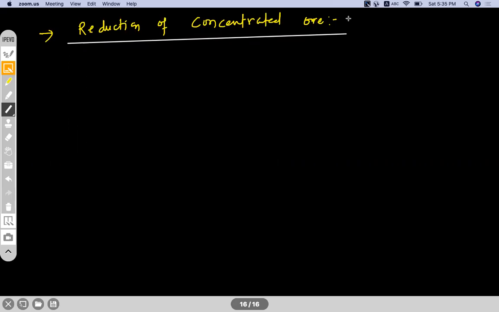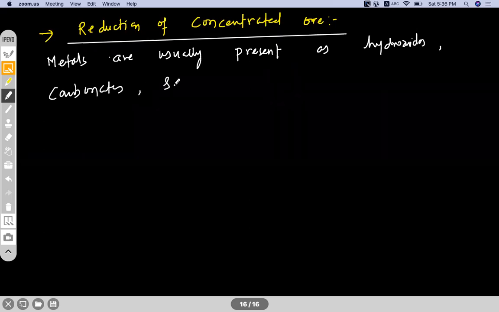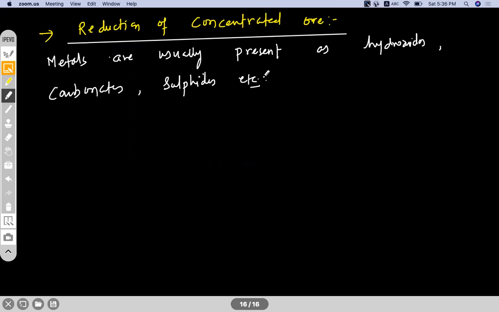Metals are usually present as hydroxides, means you have metal hydroxides, or you have carbonates, or sulfides, etc. Okay.